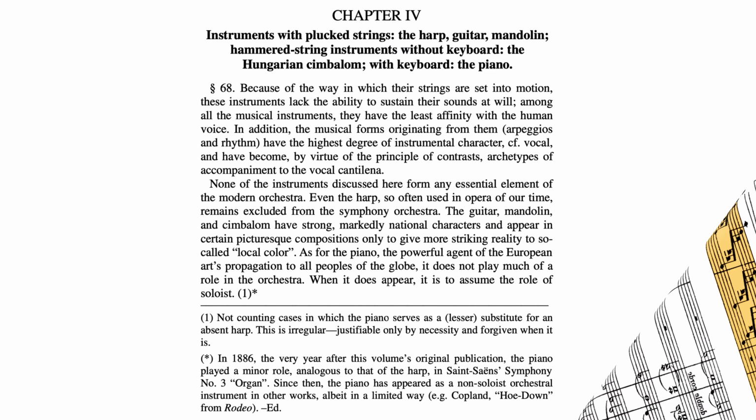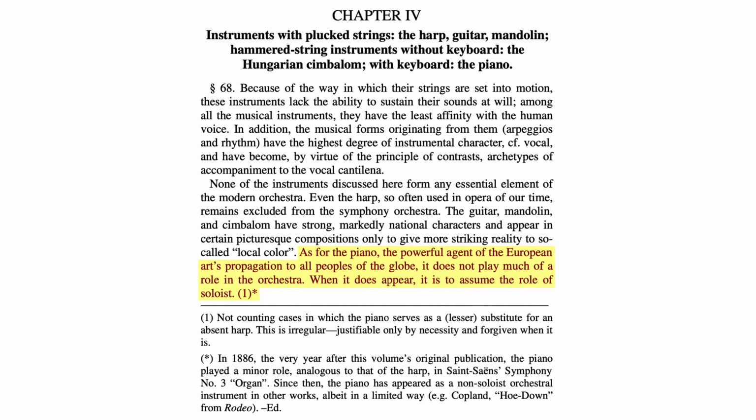Of course, he often guesses wrong. As for the piano, the powerful agent of the European arts' propagation to all peoples of the globe, it does not play much of a role in the orchestra. When it does appear, it is to assume the role of soloist. The Russians, and then Americans and Germans, would soon change this perception.